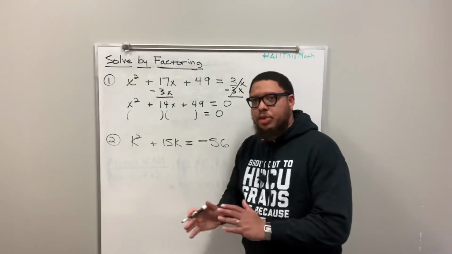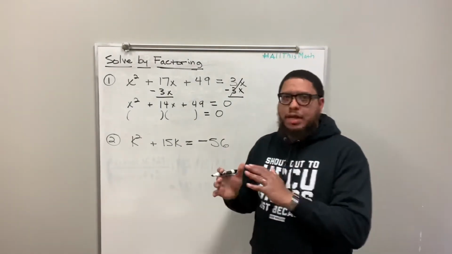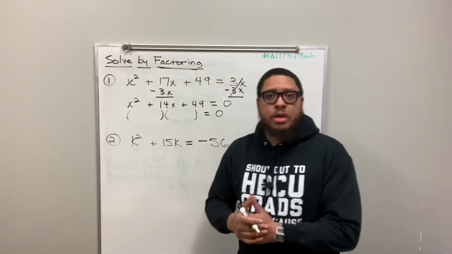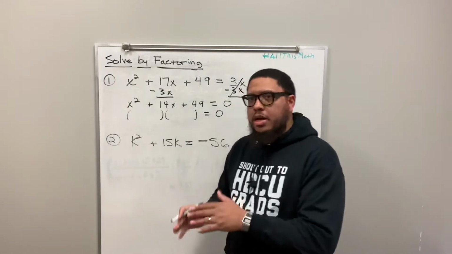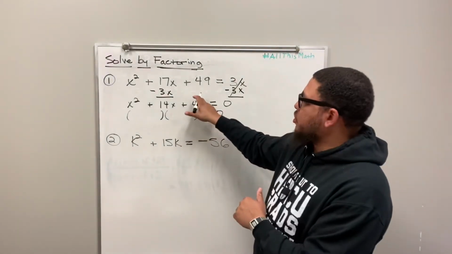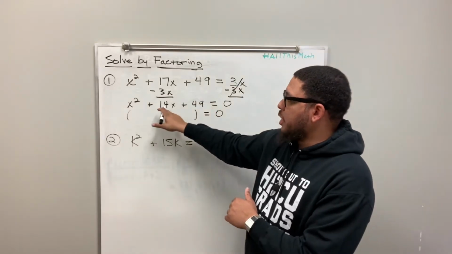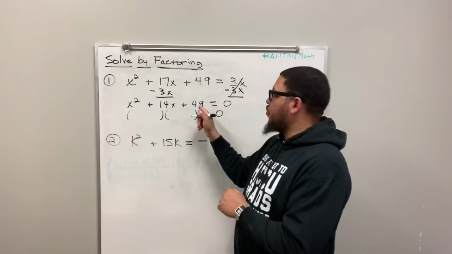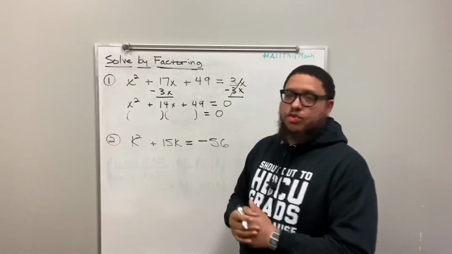There's another way to do it that some people watching this video might recognize because they might recognize that this is actually a perfect square trinomial. I don't want to really get into that right now. I want to focus on the reverse FOIL method. So the two factors of 49 that add up to 14 are 7 and 7, because 7 times 7 equals 49, and 7 plus 7 equals 14.